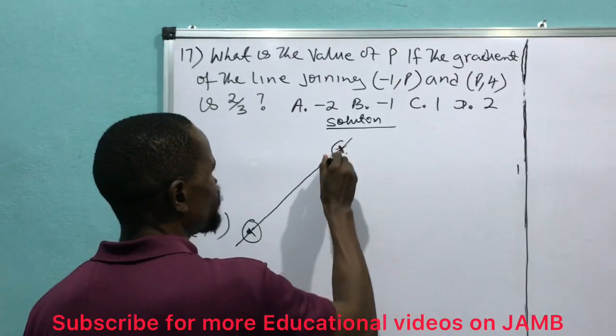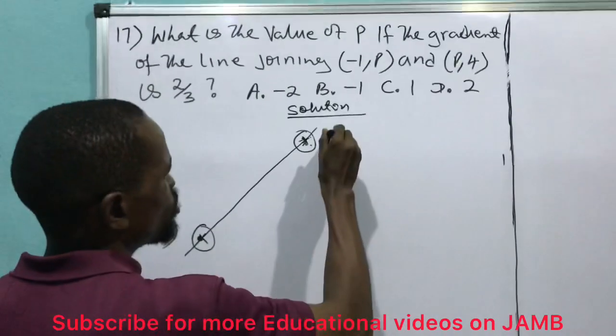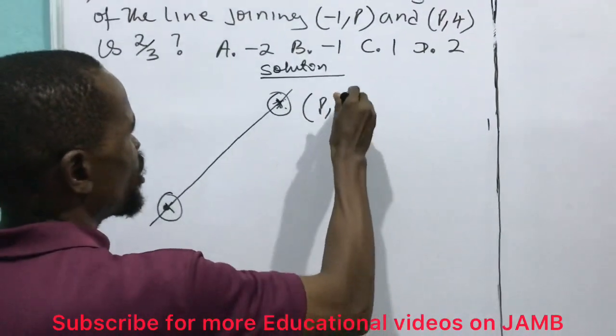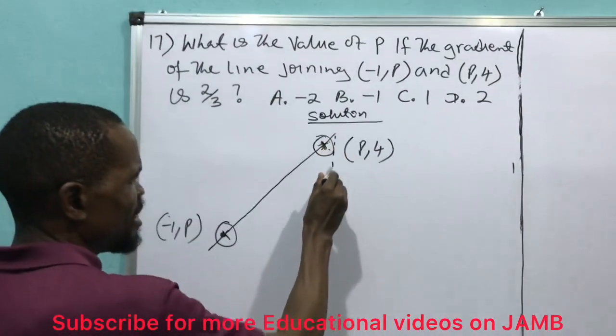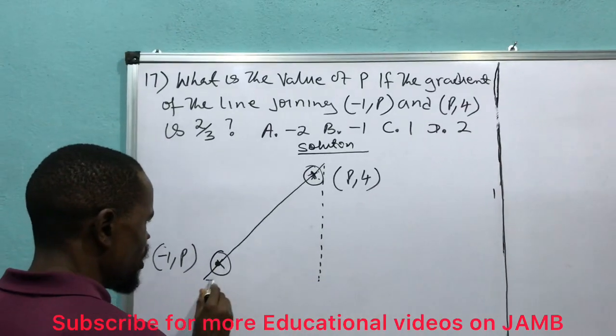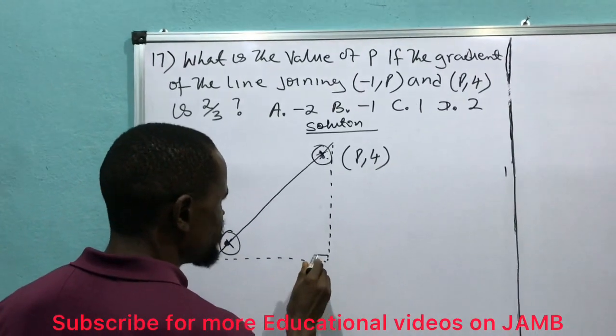Then I plot this point as well. It becomes the point P and Q. And I want to get the slope. If I take this like this, I will get my slope in the plotting of that graph. I will have this as my slope.